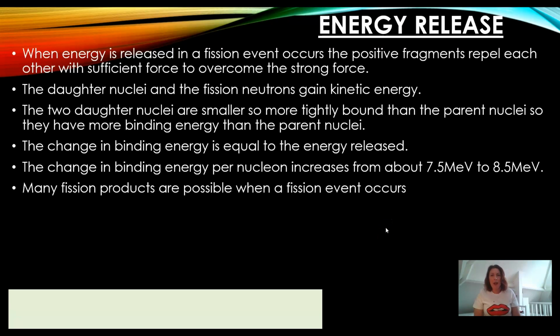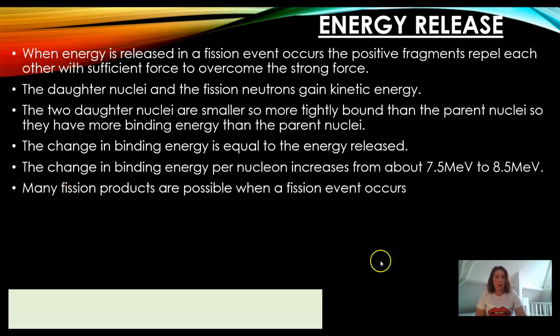Sorry, that's 1 mega electron volt per nucleon, and uranium has 200 and something, 235 nucleons. So that's where we get the 200 mega electron volts from.